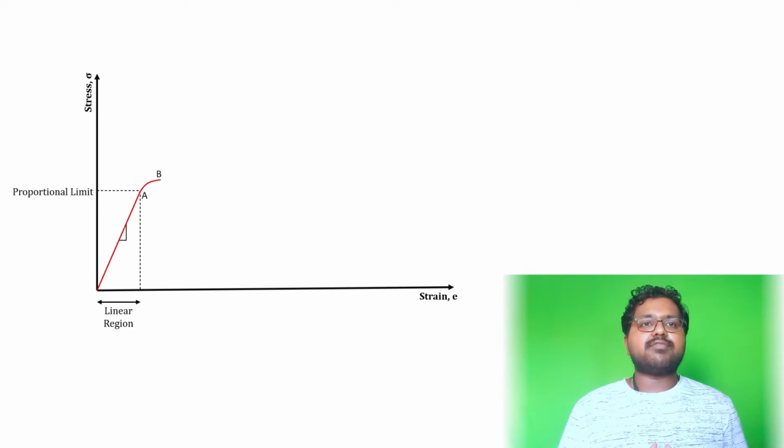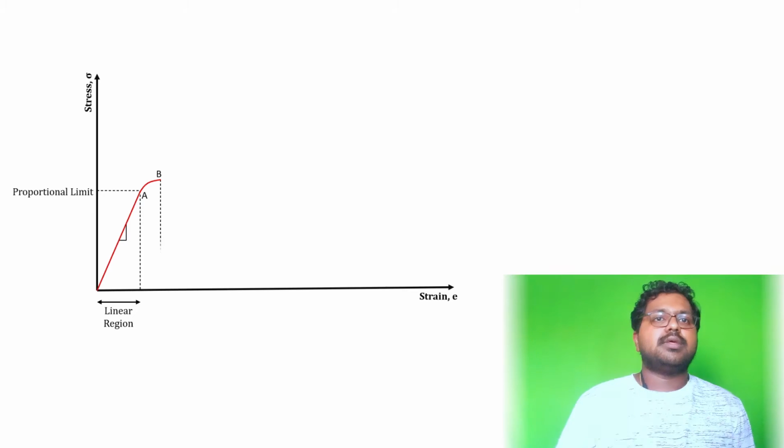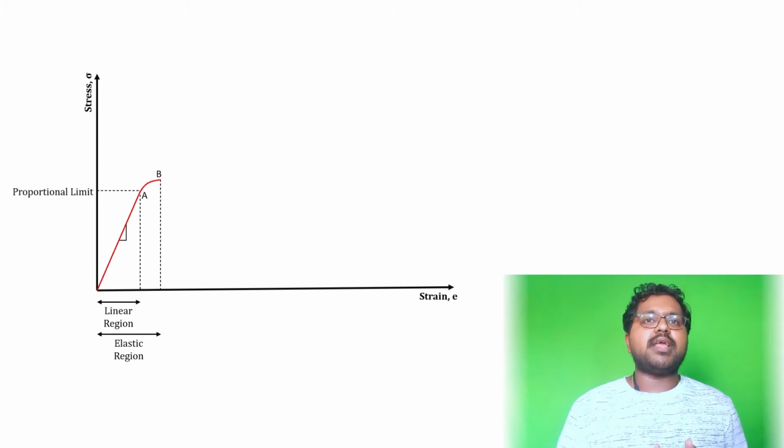On further increase of the load beyond A, the curve becomes slightly curved up to the point B, where the elastic limit of the member is reached. This region AB is nonlinear and the stress is not proportional to strain. However, up to this point B, the removal of load would result in complete recovery of the specimen to its original shape. The region under this curve from 0 to B is termed the elastic region, and the point B is marked as the elastic limit.